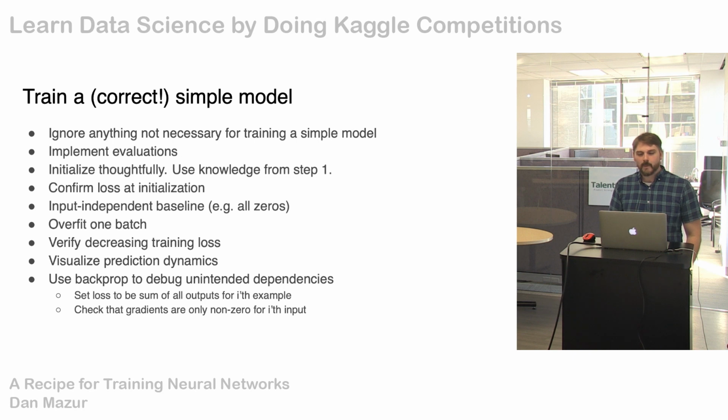One thing we're going to do in a future step is try to overfit our training data. So one thing you can do in this step is make sure that you can overfit one batch, just to make sure that aspect of training is working for you. Verify that while you're training, you're actually getting decreasing training loss, which obviously, if you're not getting that, indicates some sort of problem.